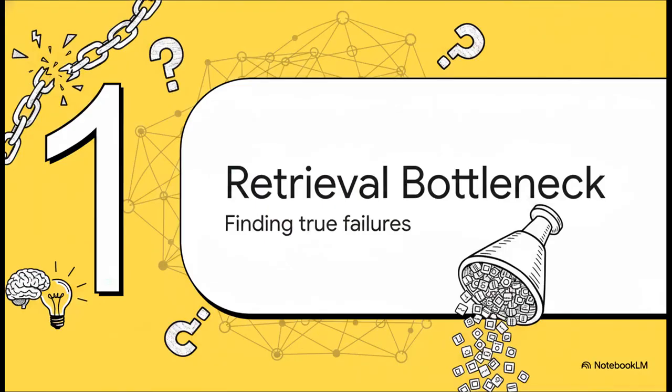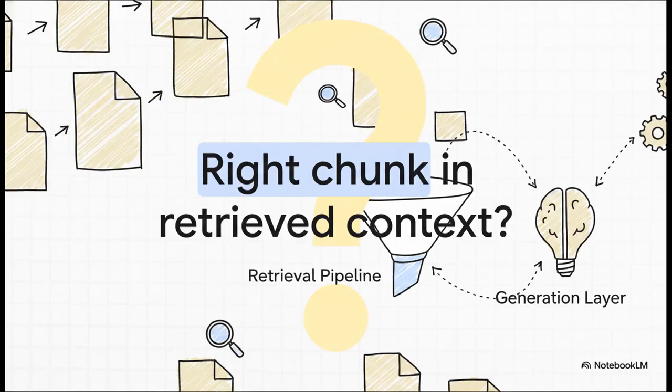All right, diving right into Section 1, the retrieval bottleneck. Let's find the true source of the failure. When your system gives a wildly wrong answer, there is one golden diagnostic question elite teams always ask before they even think about messing with the prompt. Was the right chunk actually in the retrieved context?